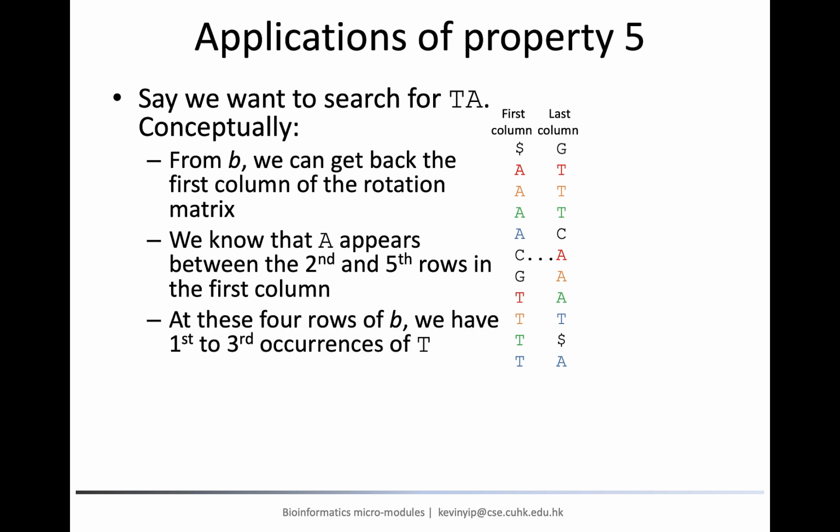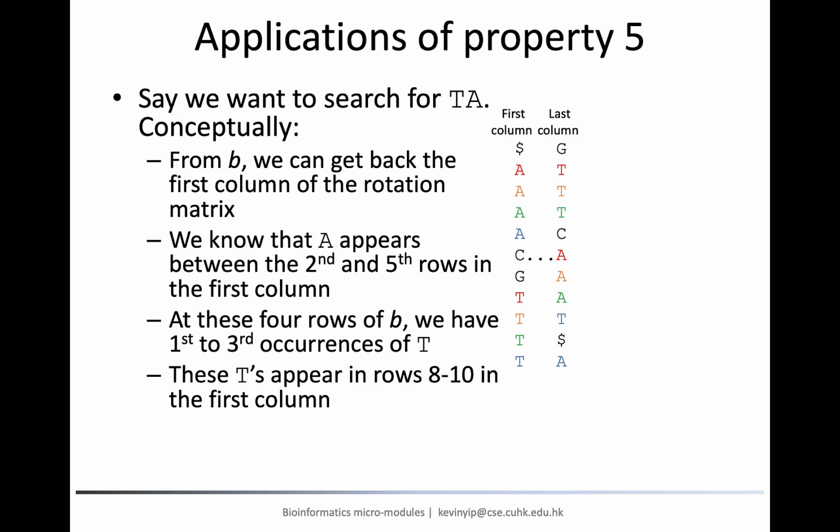Next, we check the last column of these rows to see if any of them contain the previous character in our query, which is a T. We find that in the last column, these rows contain the first three T's, or using our colors, the red, orange, and green T's. Since these T's are the consecutive ones in the last column, they must occupy consecutive rows in the first column as well. And we find that they occupy rows 8 to 10 in the first column. By now, we can conclude that there are 3 occurrences of TA in the indexed sequence.